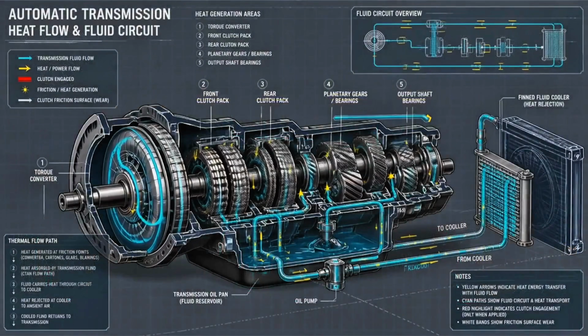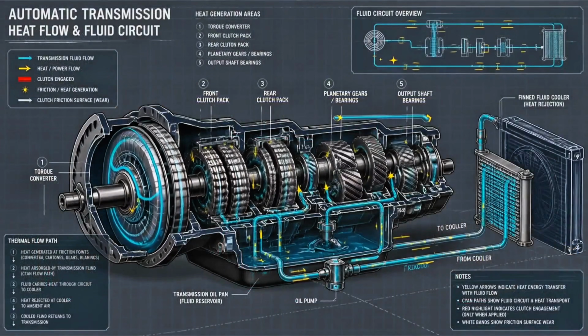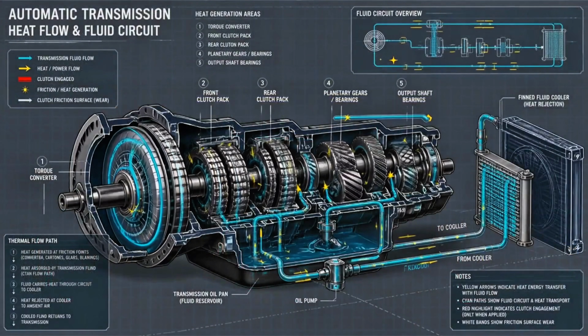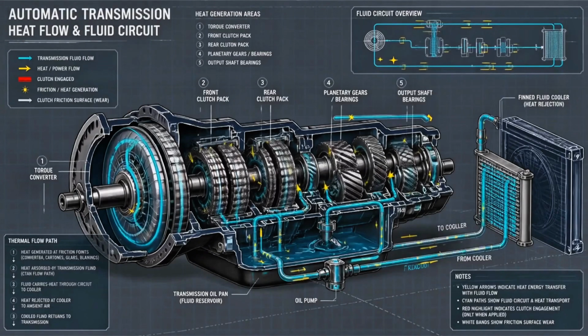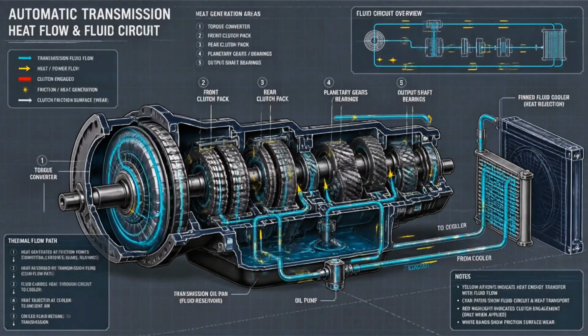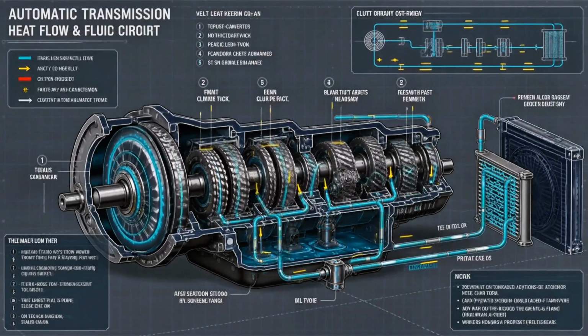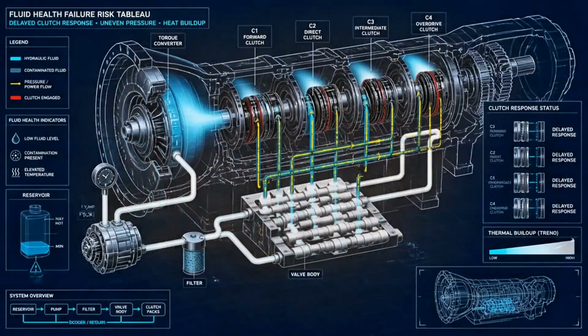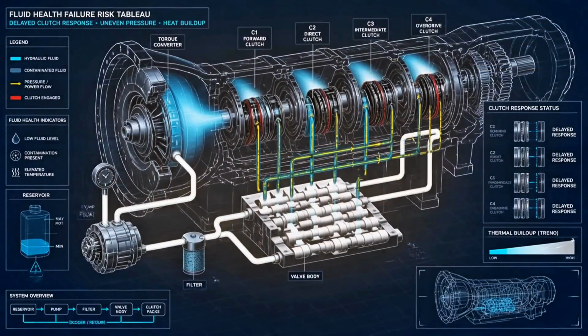All of this creates heat. Fluid repeatedly changes direction inside the torque converter. Clutches absorb energy while slipping during shifts, and gears and bearings generate friction. Transmission fluid carries much of this heat to a cooler, often located inside or near the vehicle's radiator. Heat is also one of the transmission's greatest enemies.